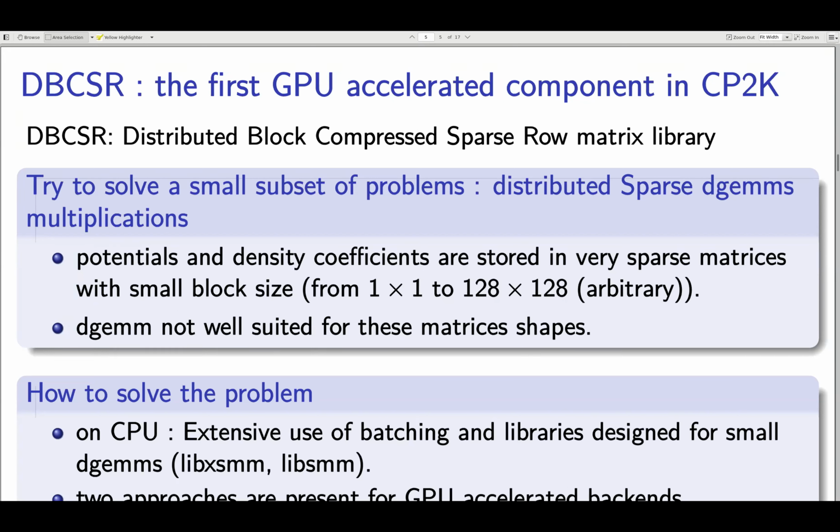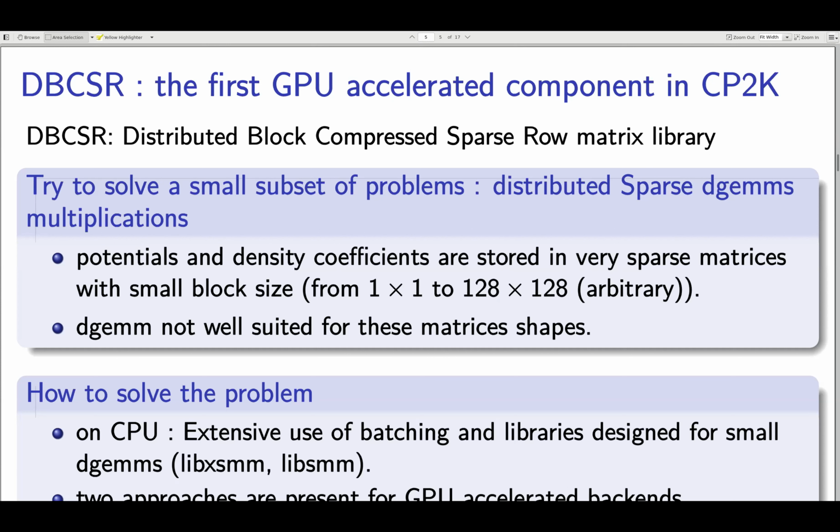And if you want to do DGEMM using this kind of matrices, you cannot really use a conventional matrix multiplication like BLAS, like DGEMM implemented by BLAS. On top of it, these matrices are often distributed over multiple MPI ranks, so you have to find a way to do that. And DBCSR took two slightly different approaches.